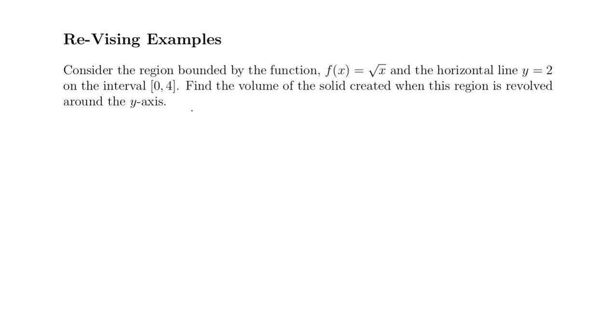This is one that we looked at using some washers. This was one where we switched variables and we integrated with respect to y, but now we won't have to do that. So let's take a look at this square root function and this horizontal line at y equals 2. And now what we're going to do is, instead of drawing our washers going this way, or our discs, I guess, going this way, what we'll do is draw a little shell going this way.